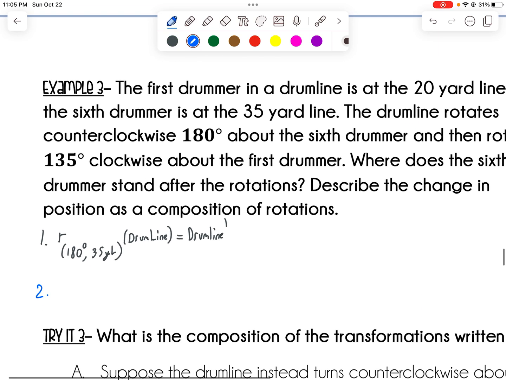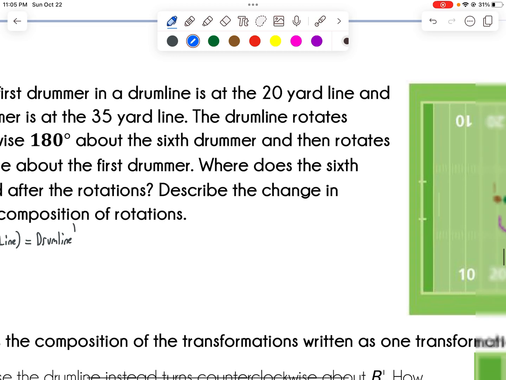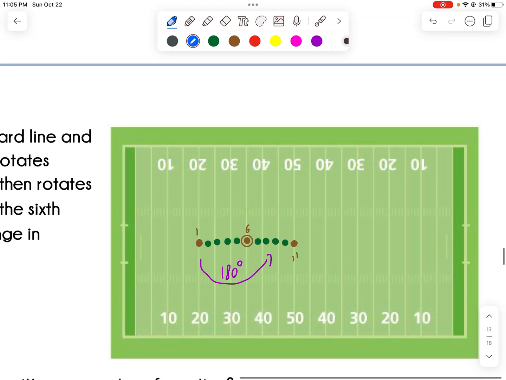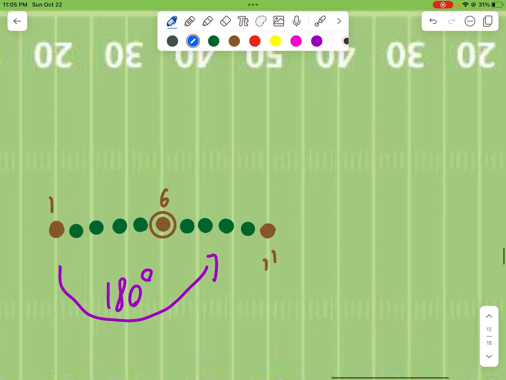There we go. Now we're going to do our second rotation. We're going to rotate about the first drummer 135 degrees. Now, we've never done 135, but if you know anything about degrees, 135 is 45 past 90, or 45 less than 180. In other words, we're going to go almost a half a turn. Okay, and we're going to rotate around 1 prime. It'll end up right about there. Okay, and this is going to be where drummer 6 will end up.